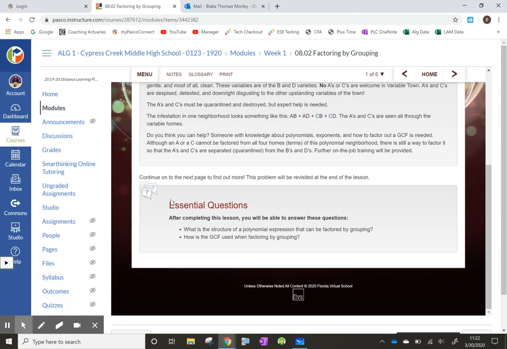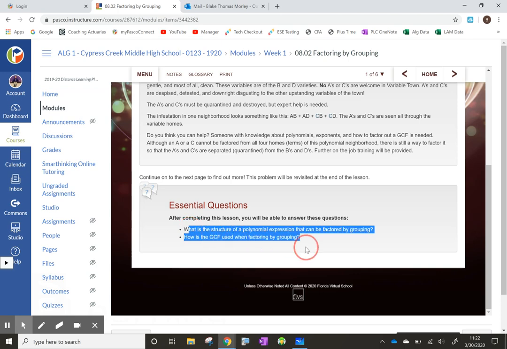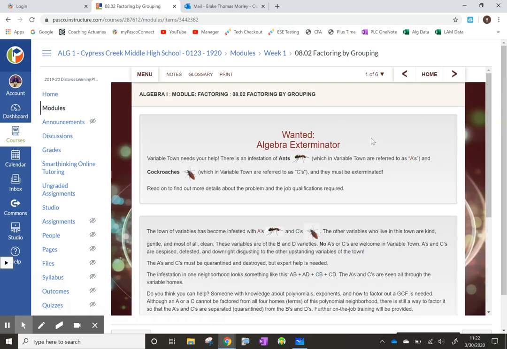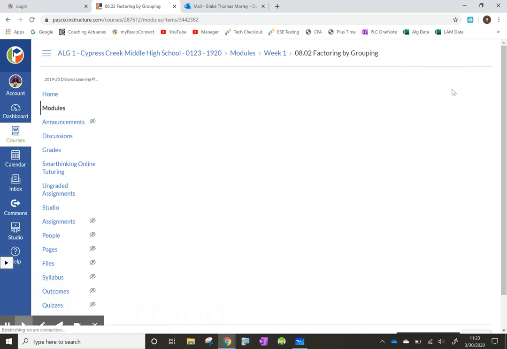Okay, essential questions. We're going to answer these essential questions at the end. The essential questions are, what is the structure of a polynomial expression that can be factored by grouping? And how is the GCF used when factoring by grouping? So we'll be able to know the answers to these questions after we've gone through these notes.